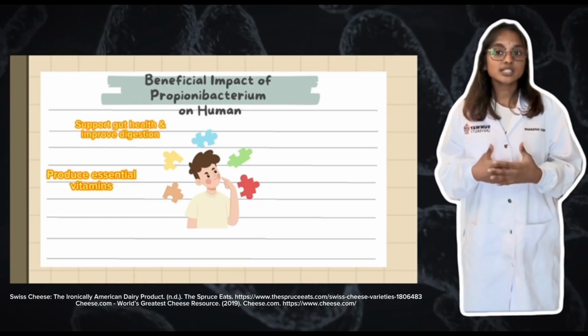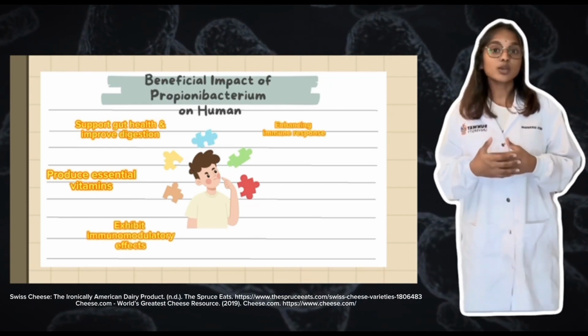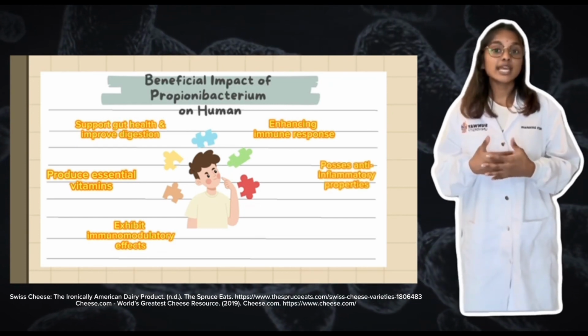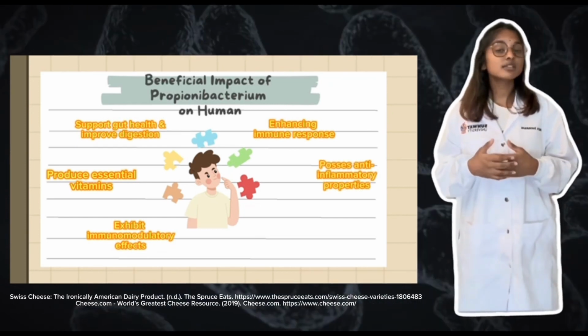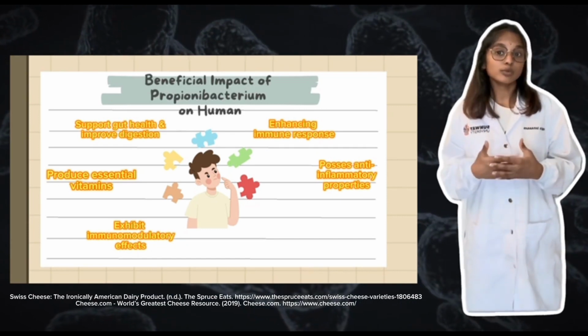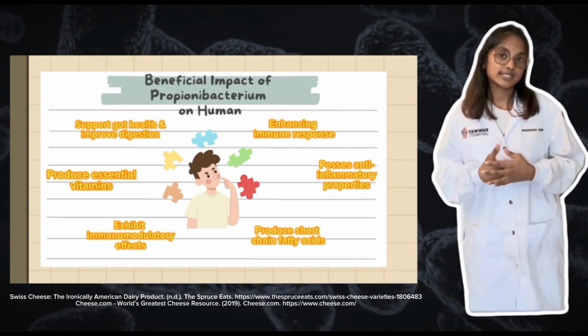Besides, certain strains exhibit immunomodulatory effects, stimulating the immune system and enhancing the immune response. Propionibacterium may possess anti-inflammatory properties, potentially reducing chronic inflammation. Lastly, they are involved in nutrient metabolism, fermenting dietary fibers, and producing beneficial short-chain fatty acids.